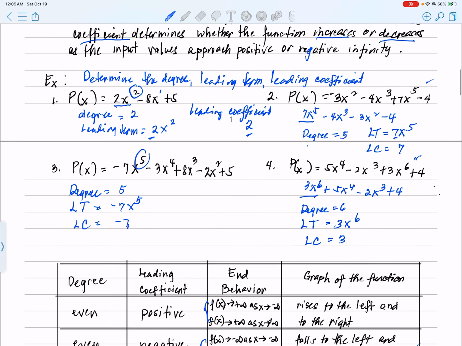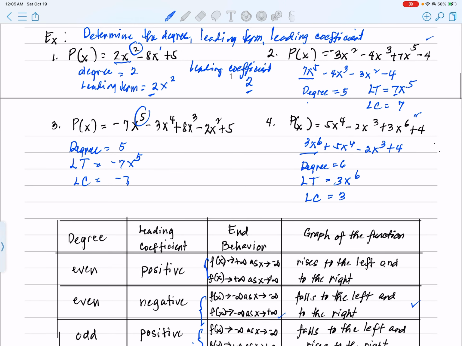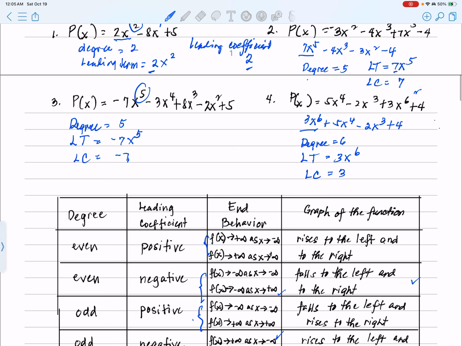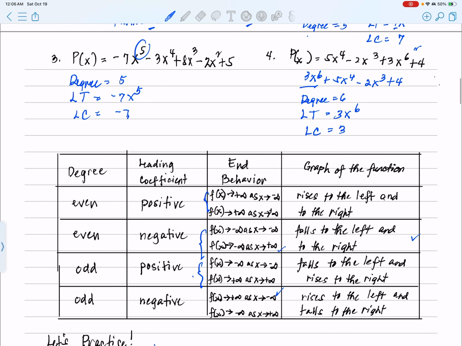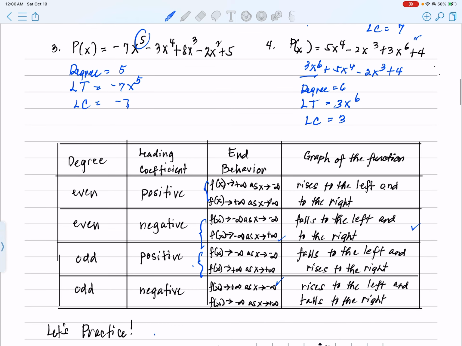Now, as we need to know how to graph and what the behavior of the graph is, we need these four characteristics of a polynomial function. We need to know the degree, the leading coefficient, the end behavior, and the graph of the function, in order to graph a function.